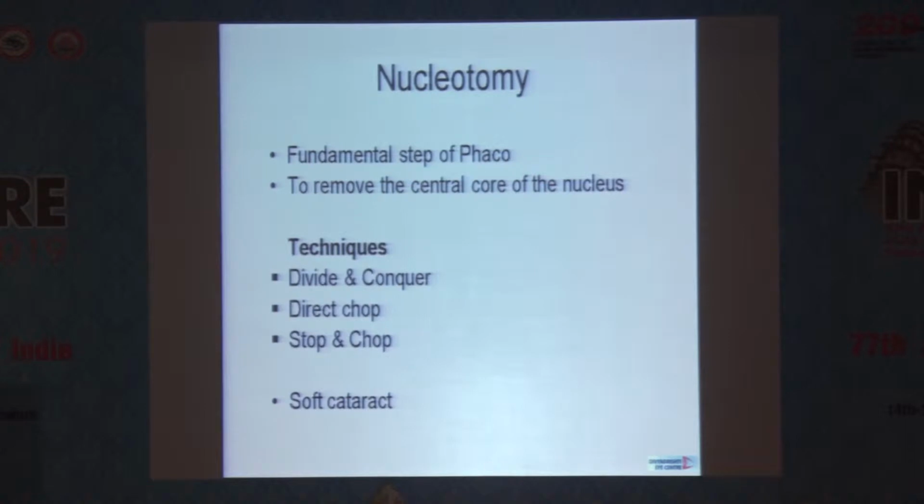So technology, you have just heard about the machine. So what are the techniques which can be applied to remove the nucleus? Generally, everybody has their own way of removing the nucleus, but essentially you can say that it is removed in 3 ways: divide and conquer technique, direct chop, and stop and chop. And for soft cataract, you have different techniques.